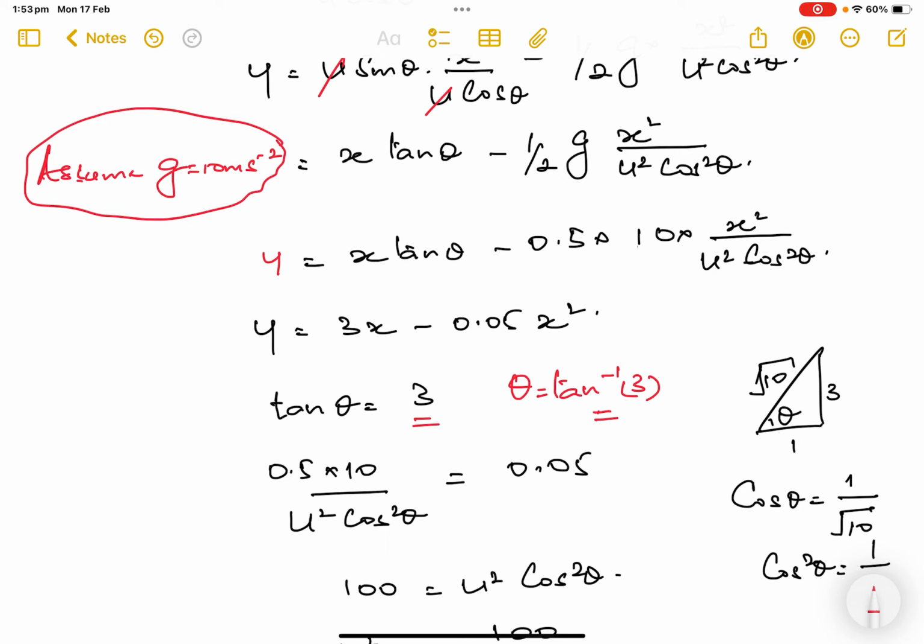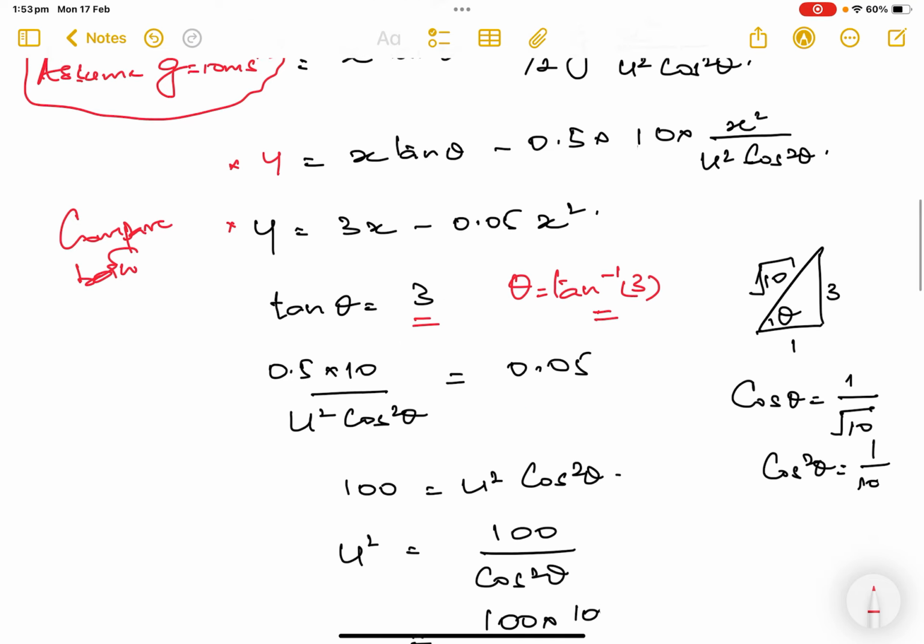But from the given equation of the path, we know that y equals 3x minus 0.05x squared. So if you compare them both, instead of tan theta here we have 3. So tan theta equals 3, theta equals tan inverse 3. So we have found the projection angle simply.